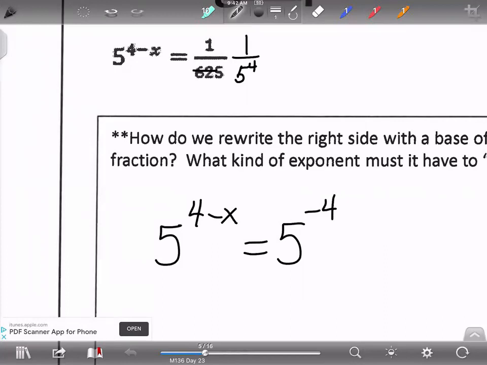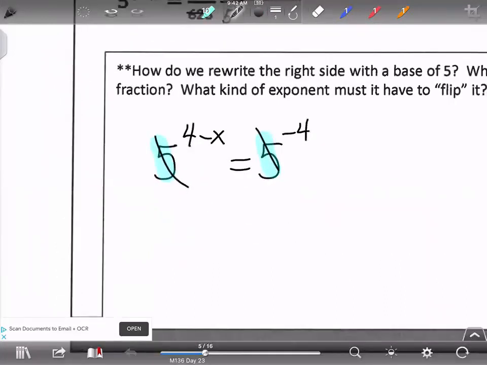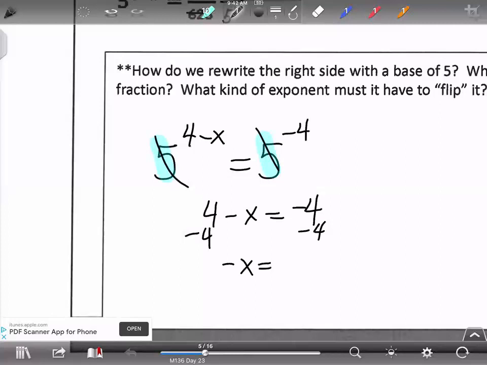So now we have like bases of 5s. So both of these 5s here are going to cancel. That's going to leave us with 4 minus x equals negative 4. I would subtract 4 from both sides. That's going to give me negative x equals negative 8.